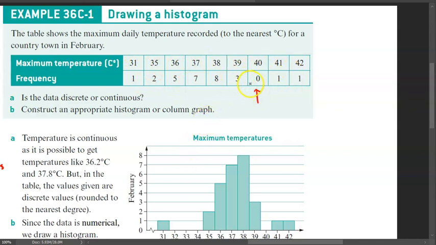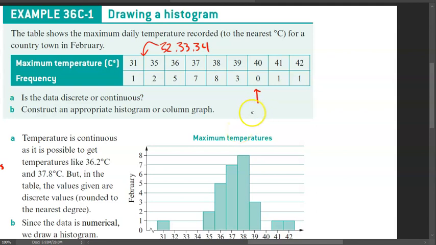Now, I know you're probably asking, why don't we have 32, 33, and 34? Technically, we should. There should be that within here, 32, 33, 34. We should have that with zeros in between there. Not too sure why they didn't put that in, and they just put this 40 here with a 0. It doesn't make sense, but let's just take it at face value.